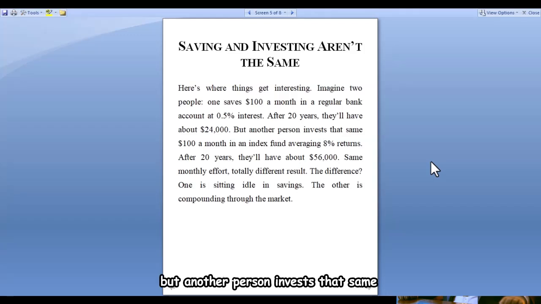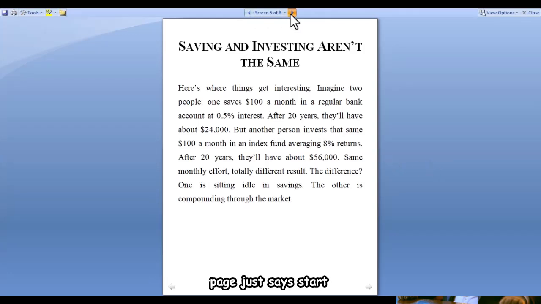But another person invests that same $100 a month in an index fund, averaging 8% return. After 20 years, they will have about $56,000. Same monthly effort, totally different results. The difference: one is sitting idle in savings, the other is compounding through the market. So that's how it works. So now let's go to the next page.